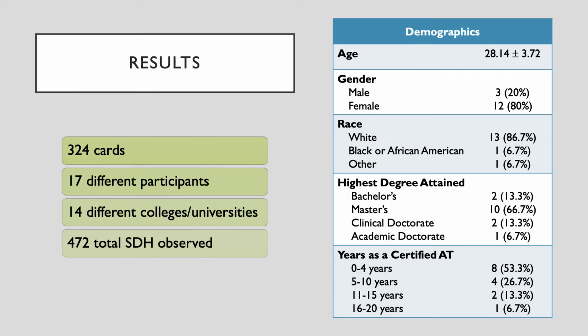324 cards were collected from 17 different participants across 14 different colleges and universities. There were 472 total social determinants of health observed. Most participants were female, white, and had earned a master's degree. 2 participants did not complete demographic information for us to report.